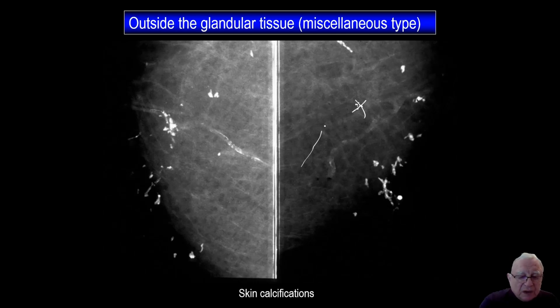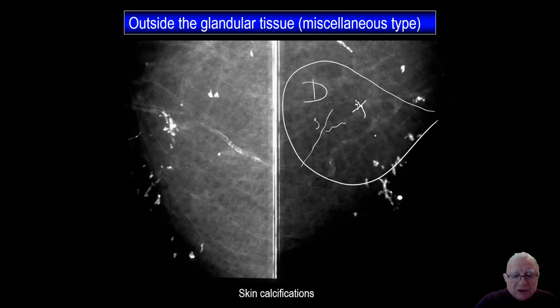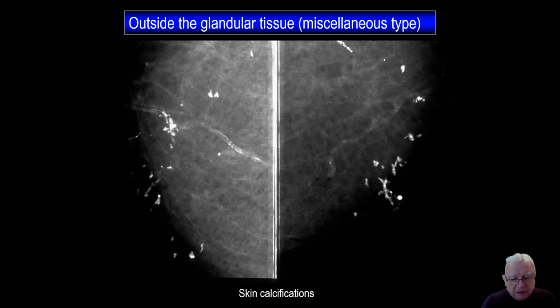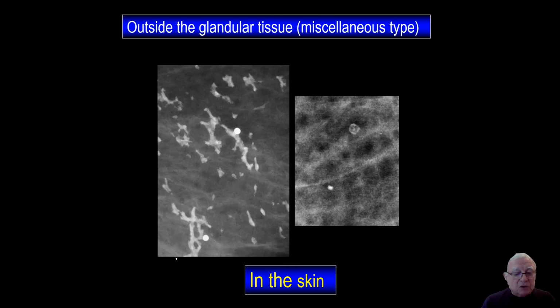Are these within ducts? First of all, we know the distribution of malignant type, ductal type calcifications. They always localize to a single lobe out of the 30 possible. So these are diffusely scattered bilaterally, are not within the ducts, they are not within the TDLUs, they are within the skin. So here we have skin calcifications.